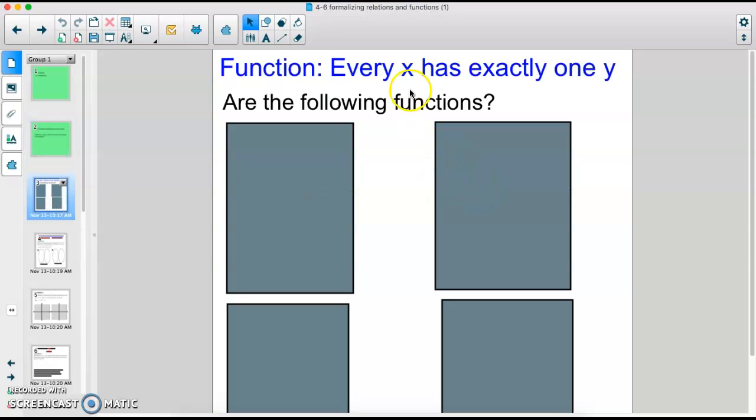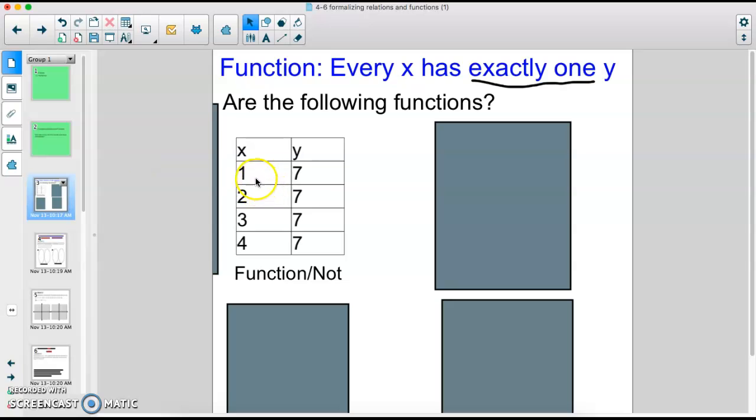All right, so what is a function? A function says that every x has exactly one y, and this is very important. Exactly one. And so we need to ask ourselves: are the following things functions? Let's take a look at the first one here. Our rule is that every x has to have exactly one y. So this x has one y. This x has one y. This x has one y. This x has one y. None of the x's are repeated, right? And so this is a function.